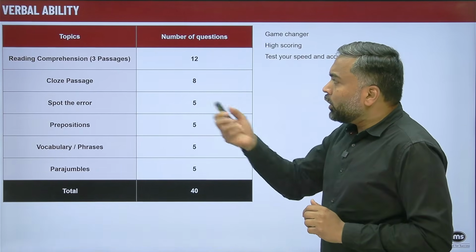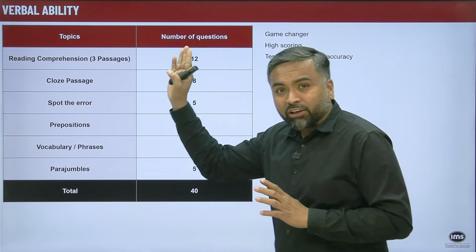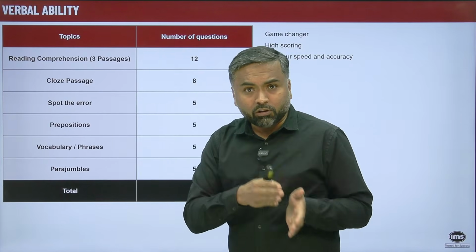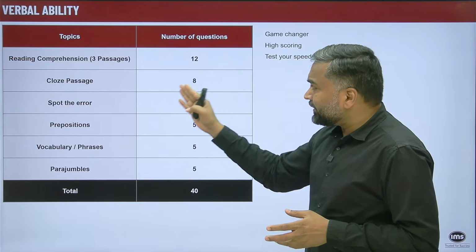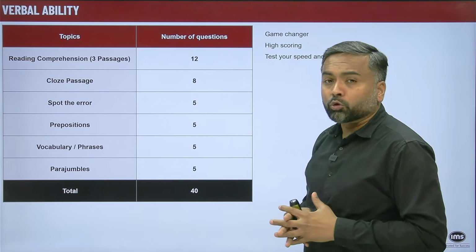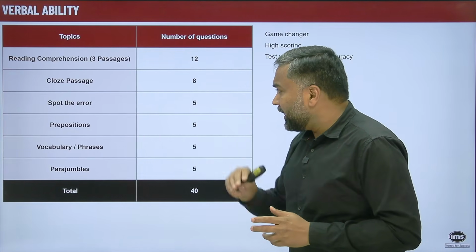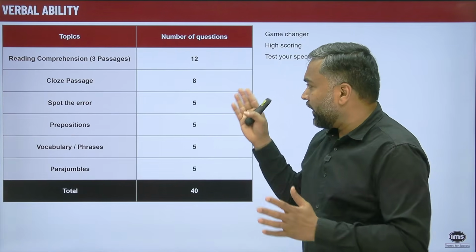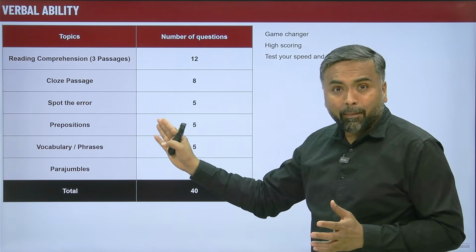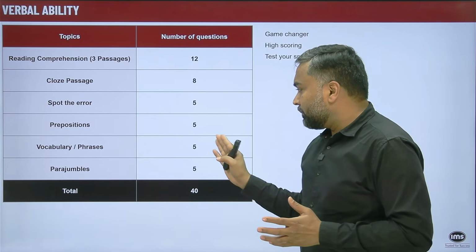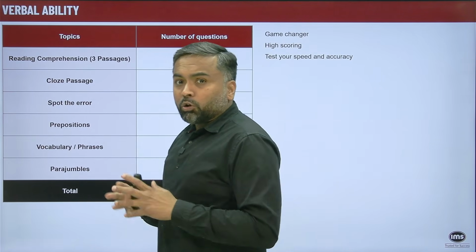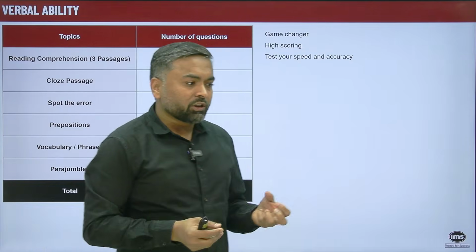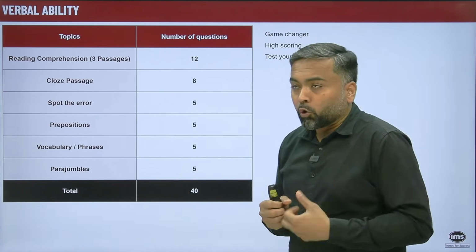Moving on to the verbal ability, they have 3 passages, 12 questions, 4 questions per passage. Cloze test, there are 2 cloze tests, 4 questions each, so a total of 8 questions. Spot the error, which is nothing but a part of grammar, 5 questions. Preposition, 5 questions. Vocabulary and phrases, 5 questions. Parajumble, 5 questions. So this is the breakup of the verbal section that you have to be thorough with.